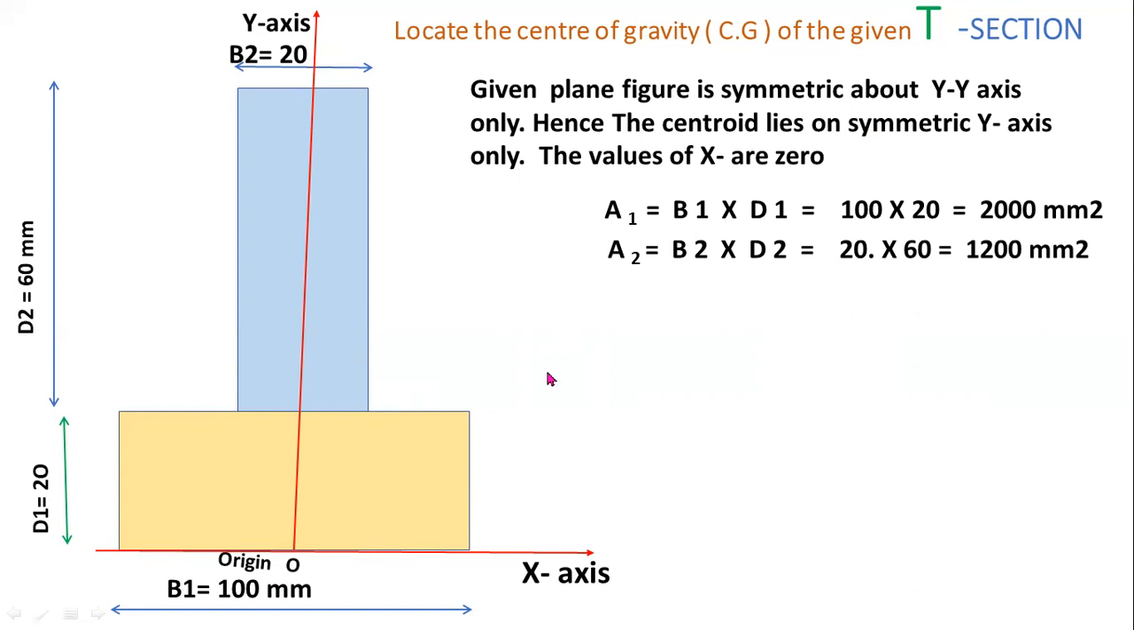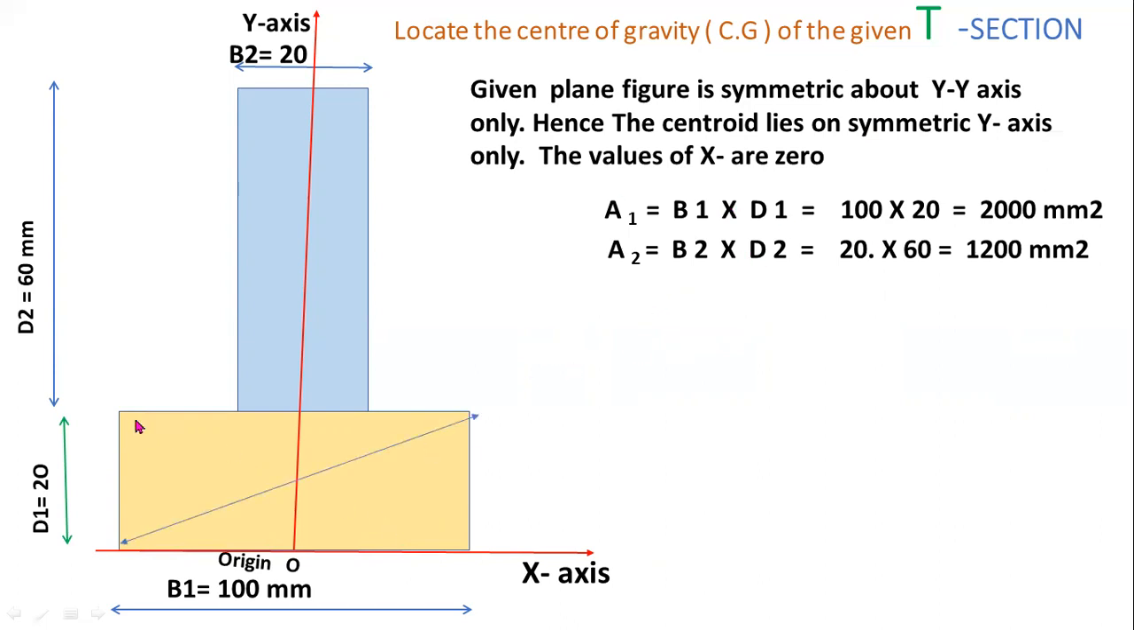Here A1 is the area of the bottom rectangle, A2 is the area of the top rectangle. Here B1 equal to 100 mm, D1 equal to 20. So 100 by 20 equal to 2000 mm square is the area of the bottom rectangle. And A2 is the area of the top rectangle, that is 20 by 60, equal to 1200 mm square.